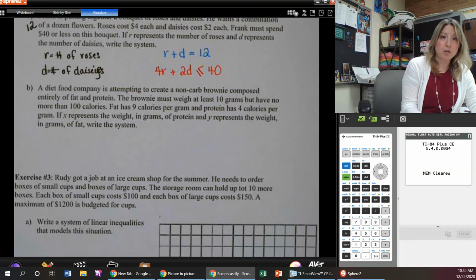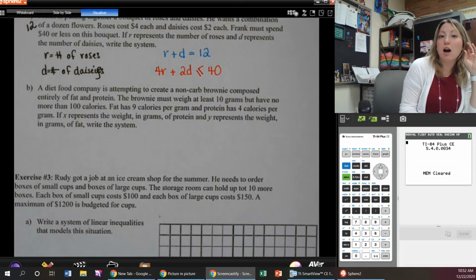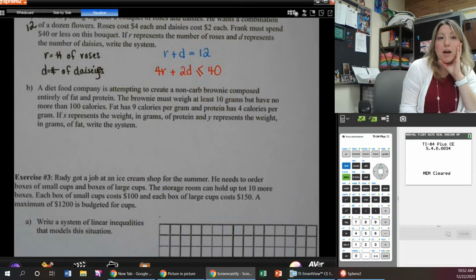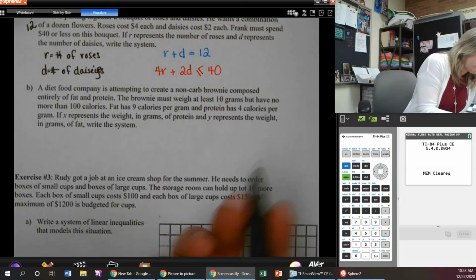A diet food company is attempting to create a non-carb brownie composed entirely of fat and protein. The brownie must weigh at least 10 grams but have no more than 100 calories. Fat has 9 calories per gram and protein has 4 calories per gram. X represents the weight in grams of protein and Y represents the weight in grams of fat. Write the system. Okay, so we know our constraints.